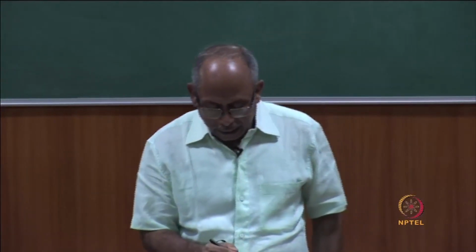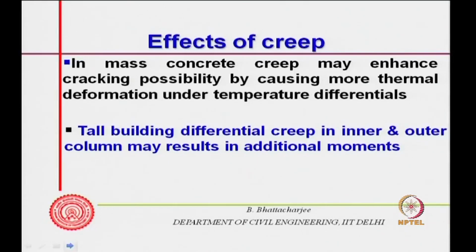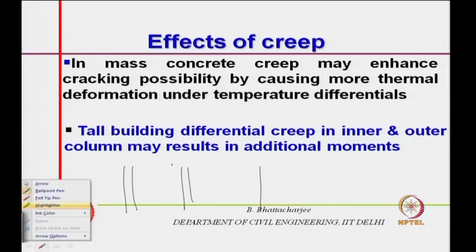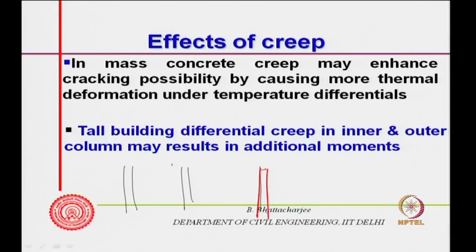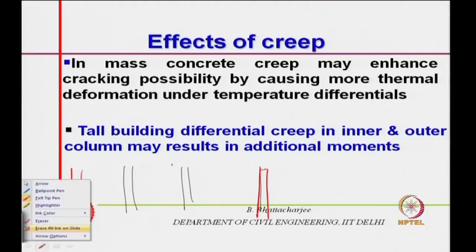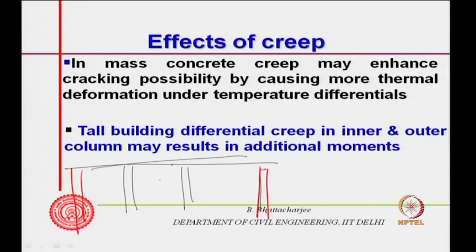In tall buildings, differential creep in inner and outer columns may result in additional moments. How does it do so? In a very tall building, this is your outer column, here in red, and this is the inner column. If I look at it, my slab is something like this. The load shared by the outer column comes from this portion of the slab, while the internal column actually shares more load.